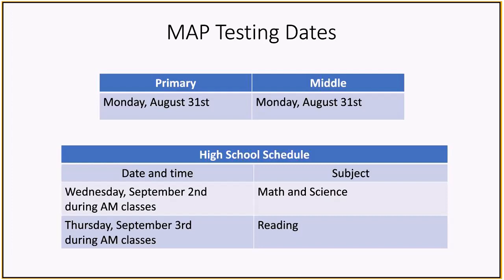High school will be administering the math and science test on Wednesday, September 2nd during the AM. On Thursday, September 3rd, during the AM classes, high school will be administering the reading test. Your scholar's campus will communicate any changes that are made to the schedule if it occurs. Again, specific details regarding the testing will be shared by your scholar's campus.